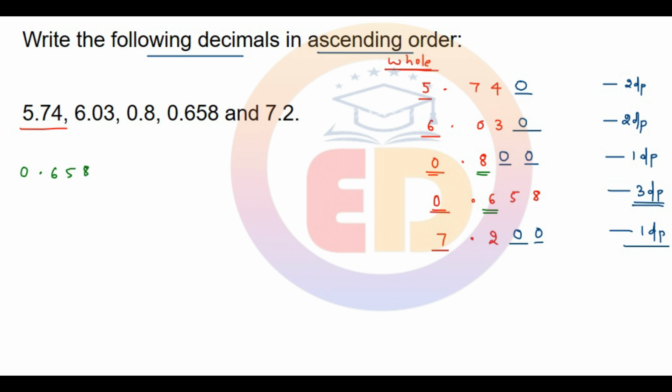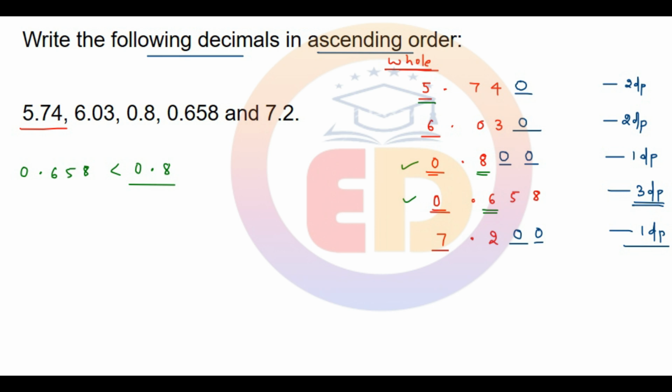After 0.658 should come 0.800. Now remember that 0.800 is actually 0.8. So I will not write it as 0.800, rather I will write it as 0.8. Since we have done the comparison, no need of keeping 3 decimal places. So these 2 numbers have been arranged. Now let's go to the other 3.